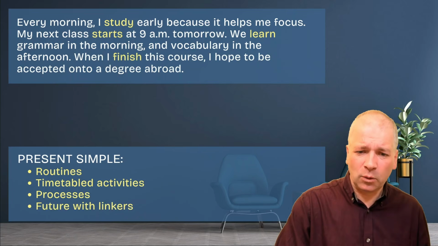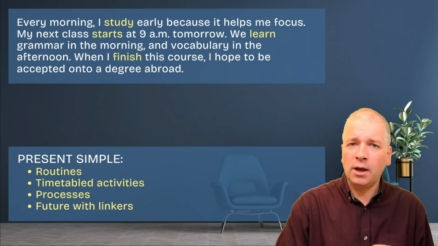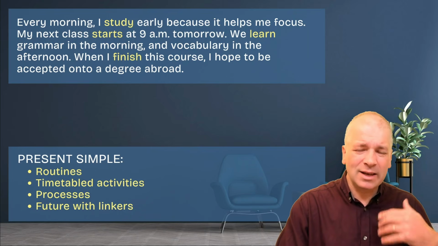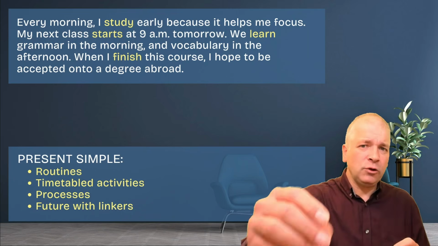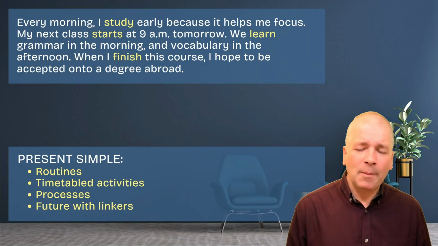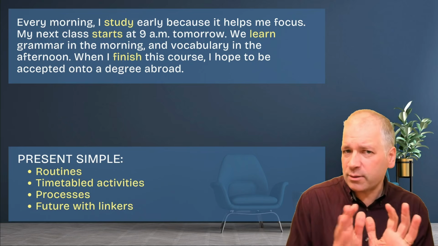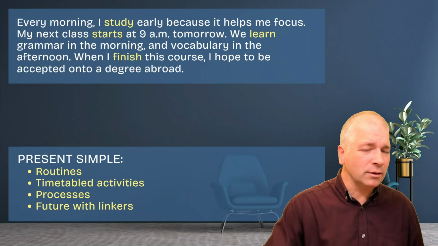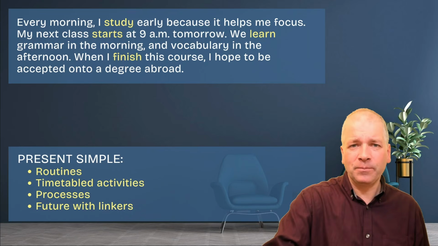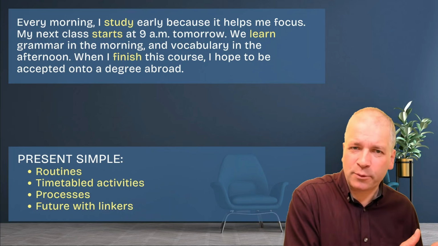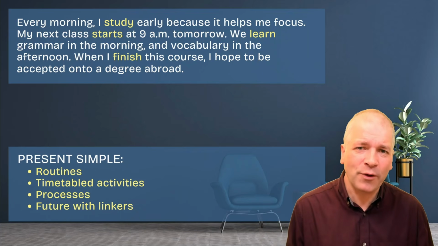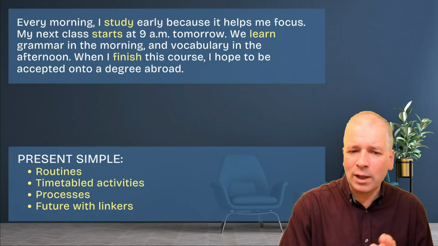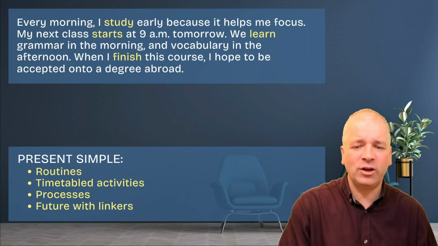And when I finish this course, I hope to be accepted onto a degree abroad. Now notice this is future. We have when, which is a linking word that describes something in the future, future time. Here, when I finish, notice it's not will finish, but finish as a present simple verb. So when we use when to describe the future, when can be used to describe the past as well, but here clearly we're referring to the future, then use the present simple afterwards. Don't use will. Don't say when I will finish this course, just when I finish this course.